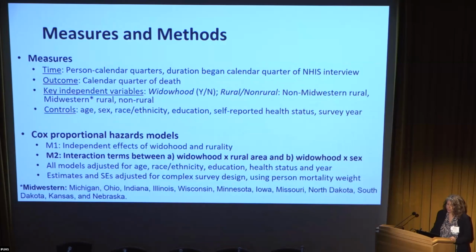We include age, sex, race and ethnicity, education, and self-reported health status, and survey year as controls in all of our models. We fit 2 Cox proportional hazard models, one estimating the independent effects of widowhood and rurality, and the other including 2 interaction terms, one between widowhood and rurality and another between widowhood and sex. We consider the second interaction term due to findings in the prior literature about differences in the widowhood effect by sex. In this presentation, I will only report findings from the full model, including interaction terms.